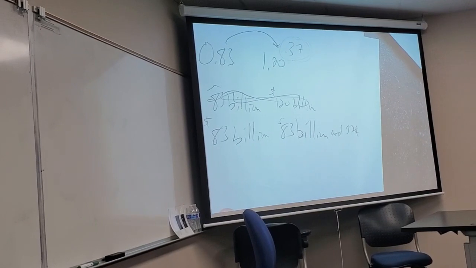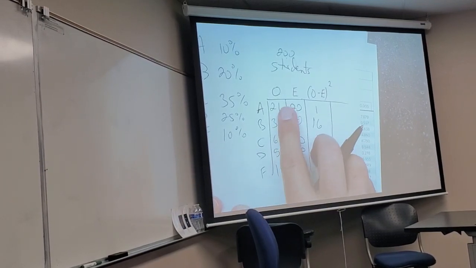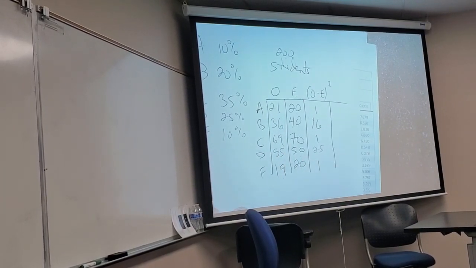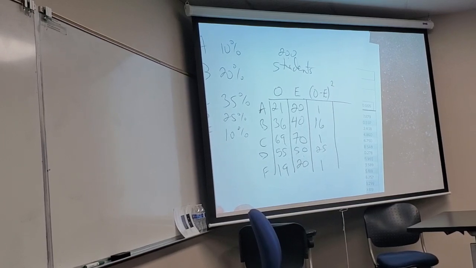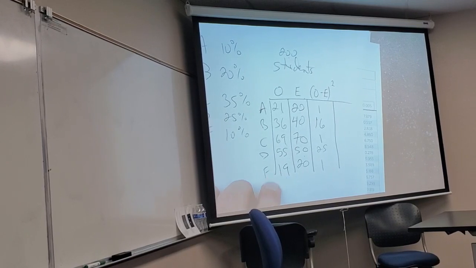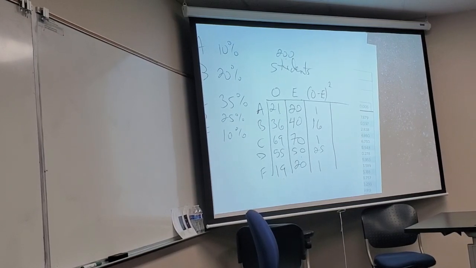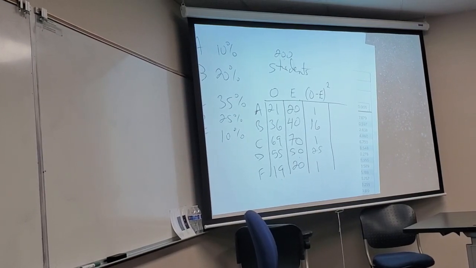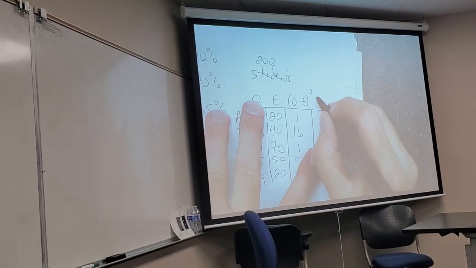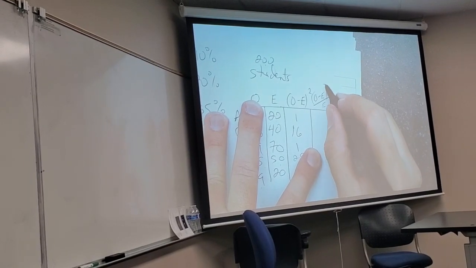Okay. How do I capture that idea here? I'm going to take this divided by what we expect. That would give me a measure of the relative amount that I'm off by. If you understood my example about the 83 cents versus $1.20, it's exactly the same idea. I want to capture the relative amount that I'm off by. So this column is going to be observed minus expected squared, divided by expected.